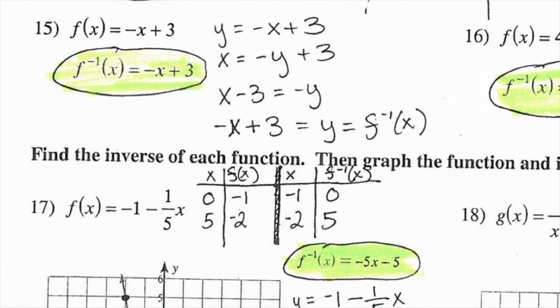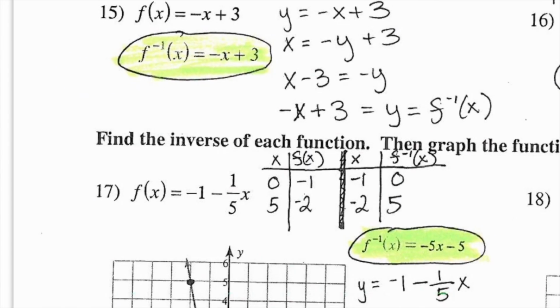Moving over to number 15, another linear function. Again, pretty simple to solve for. We're going to substitute our y for our f of x, trade the places of x and y, and notice that's trading just the places. Notice the sign stays put. It's on the right-hand side. It stays on the right-hand side once the variables change.